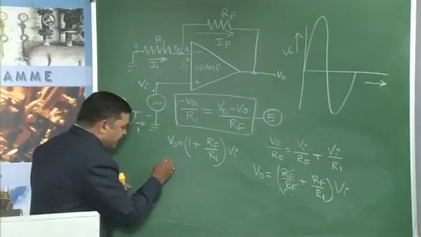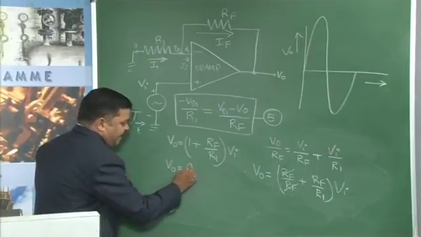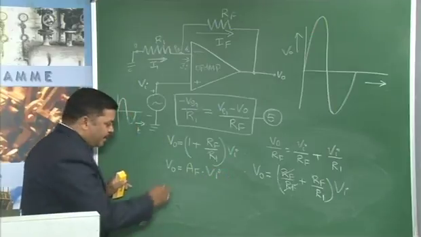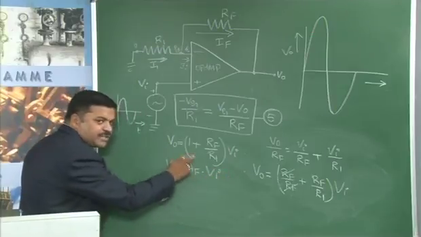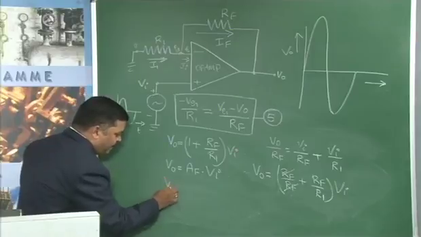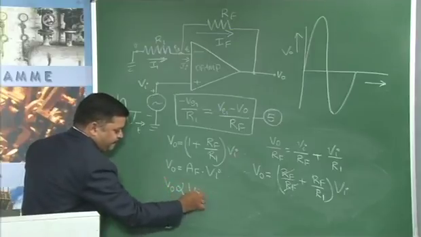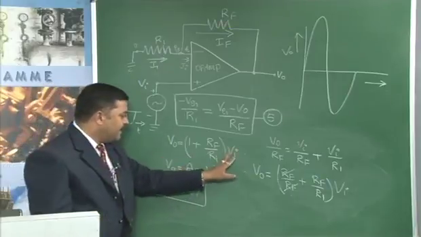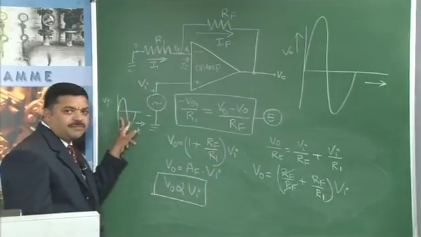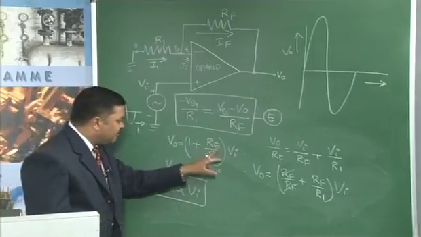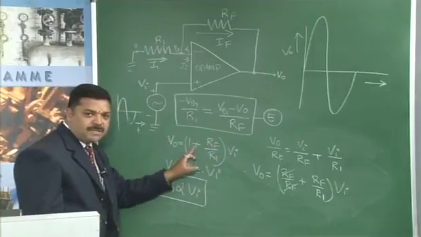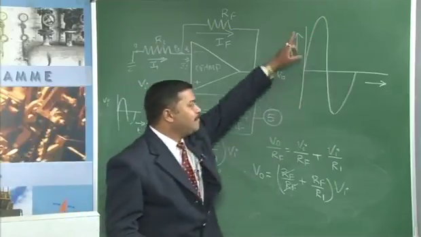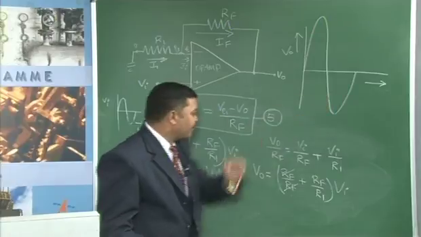So, I can write this as V naught is equal to AF into Vi. If I consider AF as some proportionality constant, therefore, V naught is proportional to Vi. You can see here Vi is some input signal, a weak input signal. To that some multiplication is taking place, some value is multiplied to Vi. Therefore, we get some amplified signal at the output.